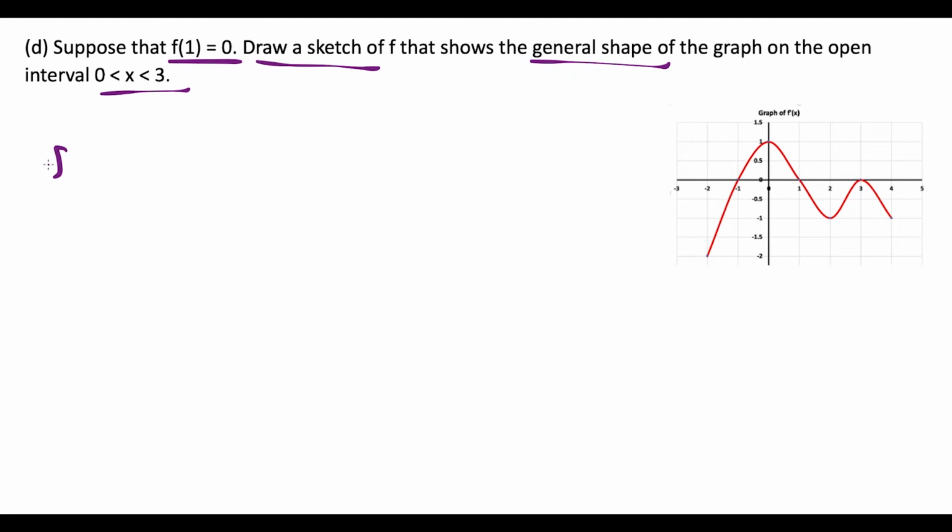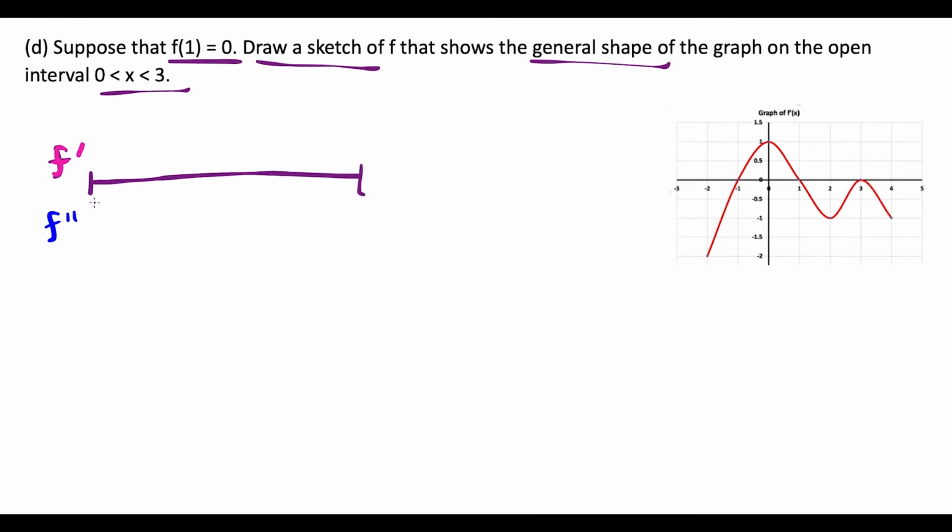So for something like this, what I would want to do is make a super sign chart. And what I mean by super sign chart is I want to record the sign of f prime, and I want to record the sign of f double prime simultaneously. So I'll color code here. I'll put f prime in pink, and we'll put f double prime in blue. And if we look here, let's take a look.